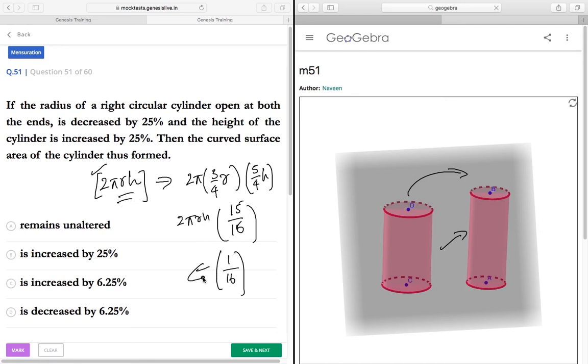1/16th in terms of percentage will be, so that's why I was saying, remember these fractions: 1 by 8, we know it is 12.5 percentage. And how did we get this? Simple, 1 by 4 is 25 percentage, correct? So if 1 by 8 is 12.5, clearly we can derive the value of 1 by 16, which is 6.25 percentage. So overall, the curved surface area is reduced by 6.25 percentage. Answer is option D. Hope this is clear.